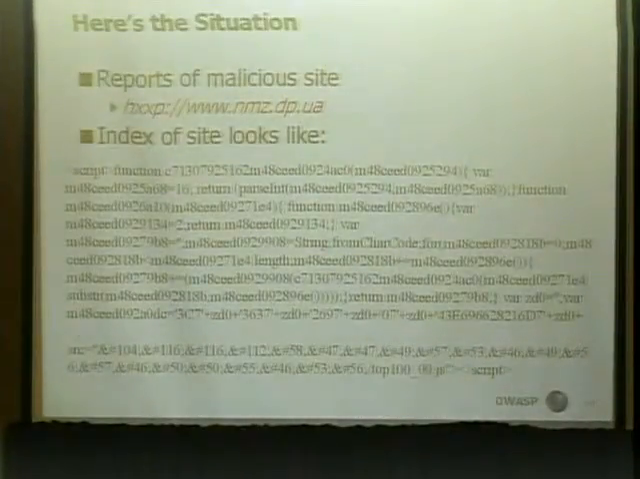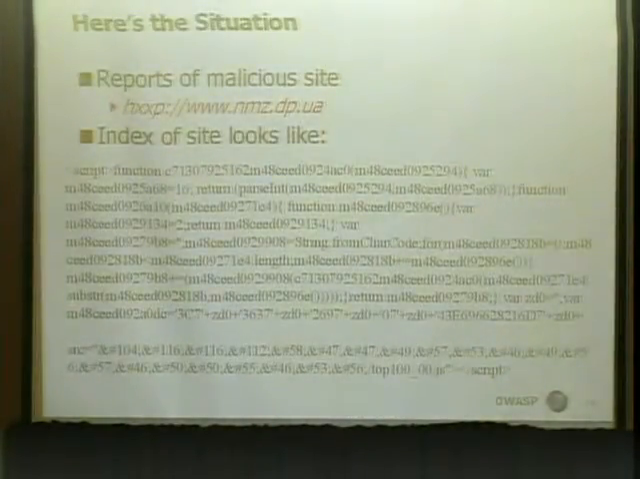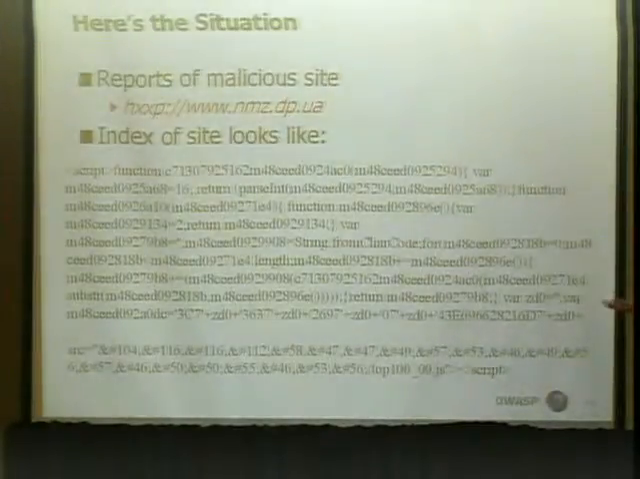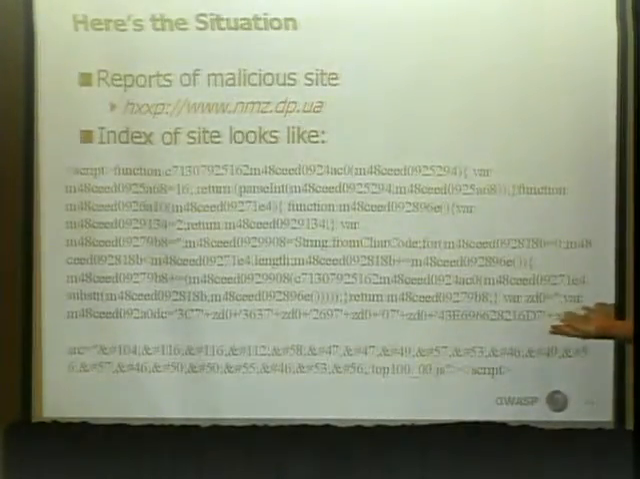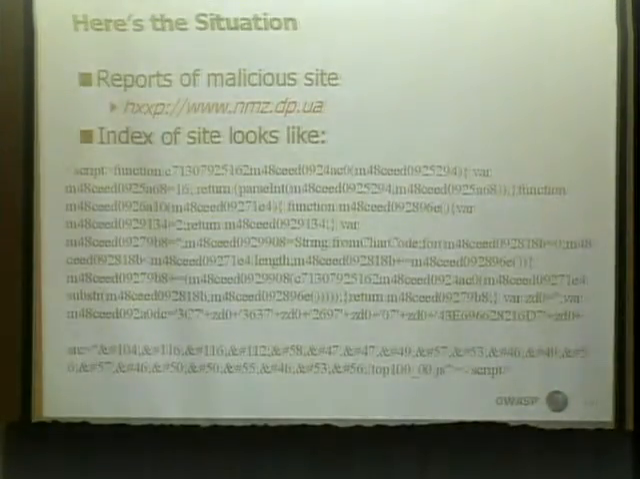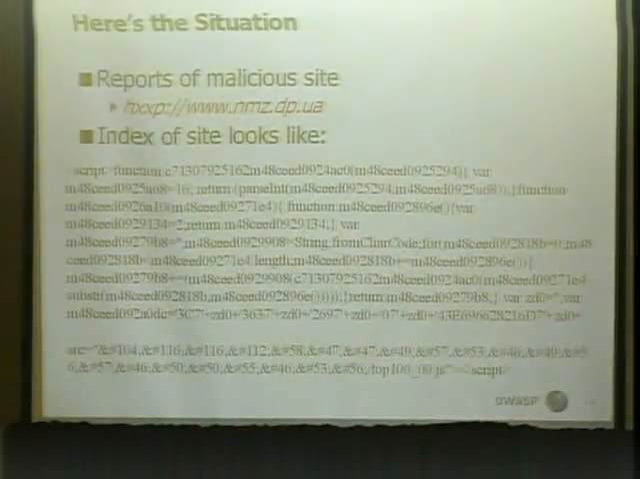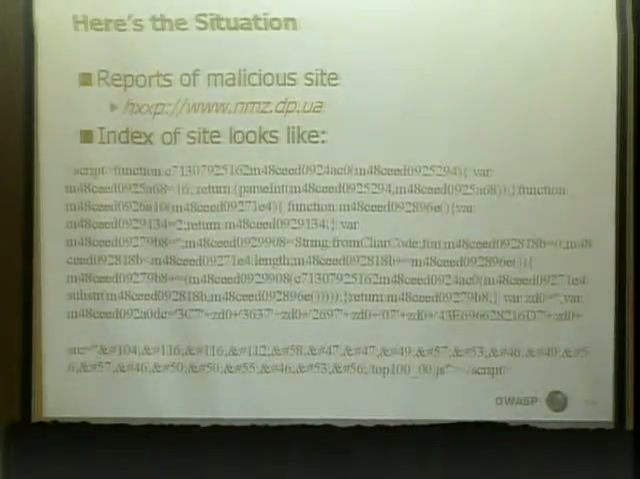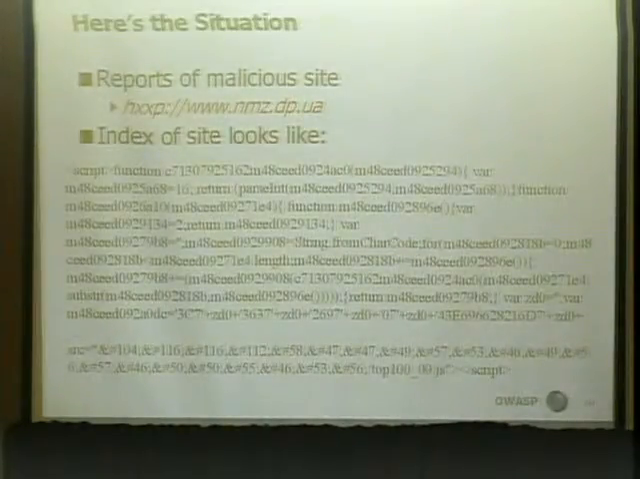All right, so we get a report of a malicious site, www.nmz.dp.ua. If you go to the site, the index looks like this. This is a very good example of obfuscated JavaScript. If you were an analyst and you wanted to figure out what was going on, you would actually have to go in and try to manually decode this, or use Malzilla or Caffeine Monkey or any other custom JavaScript de-obfuscation tools you have.